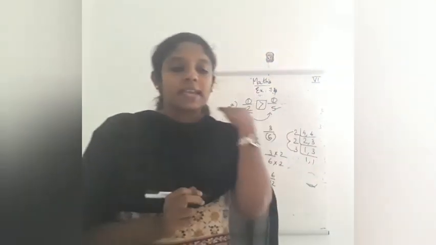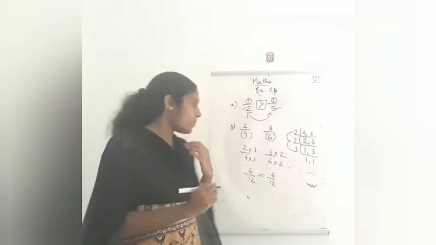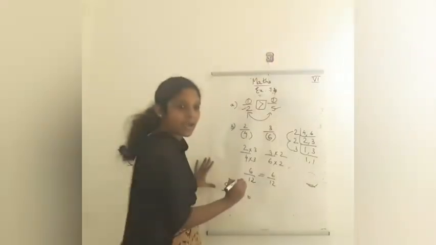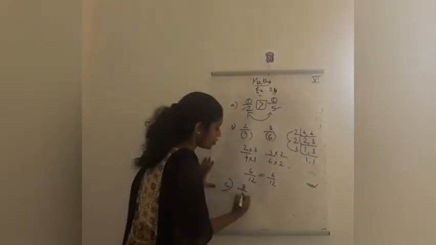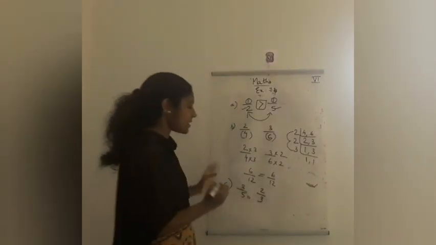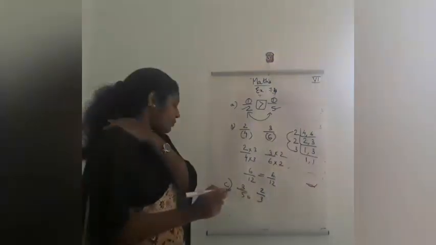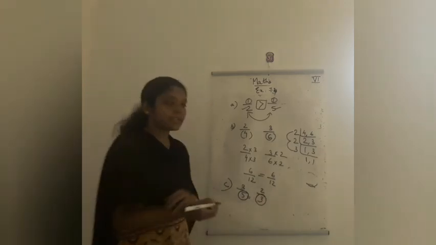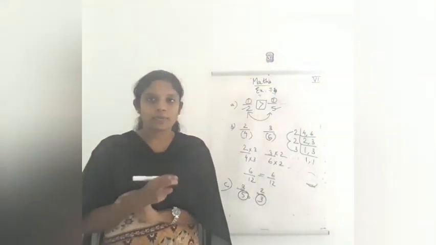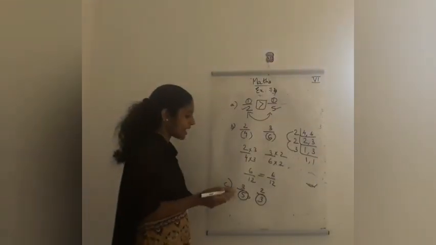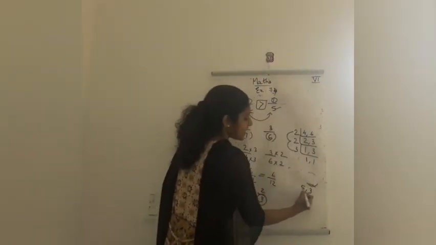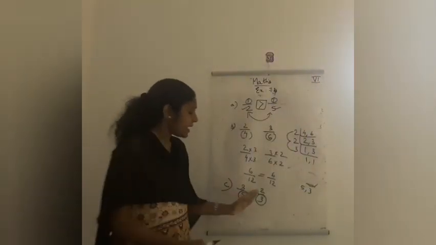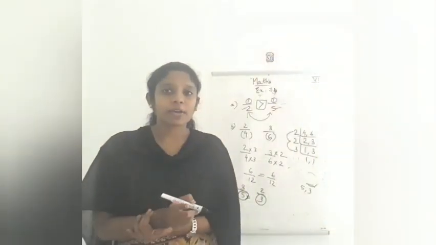Okay, so next question is 3 by 5 and 2 by 3. Here also the denominators and numerators are different, so we have to make them the same. The denominators are 5 and 3. We cannot make 3 from the table of 5, or 5 from the table of 3. So you have to find the LCM. The common number that comes in the tables of 5 and 3 is 15.